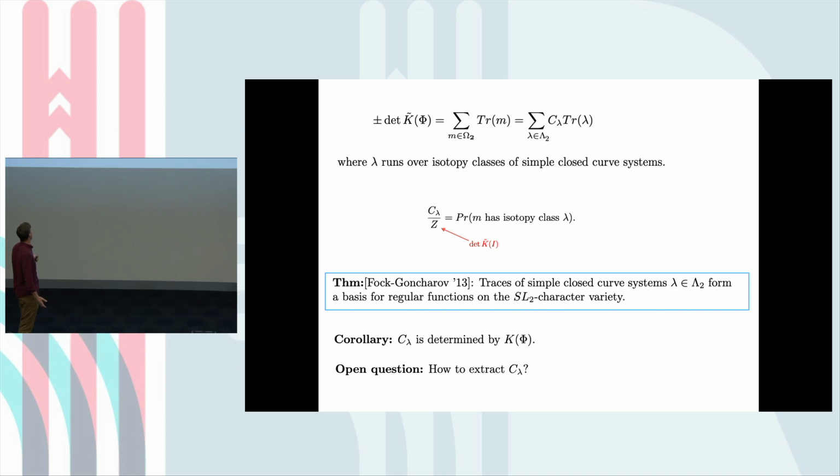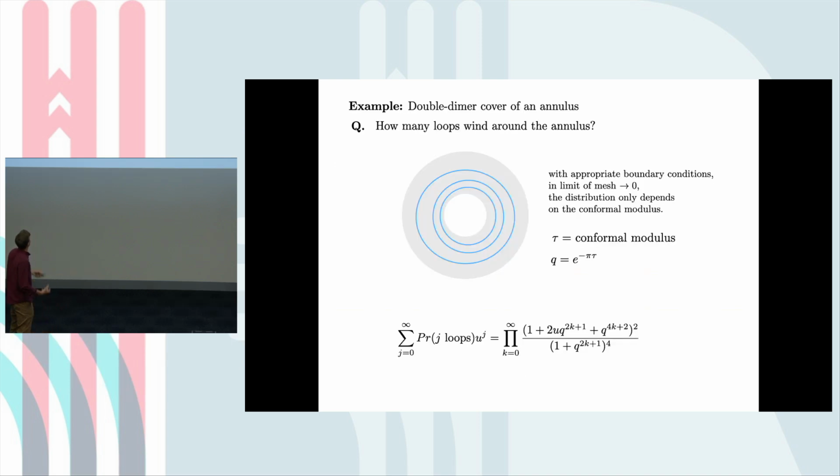Unfortunately, in general, we don't really know how to extract the coefficients from this. I mean, we can compute the left-hand side, and now it's some sort of infinite linear algebra problem to extract the coefficients. I don't know a quick way to do that. However, we can do it on some simple graphs, like this is the case of an annulus. If I have a double dimer cover of an annular region in the plane, you can ask, for example, how many loops wind around the annulus? That's some random number. What's the distribution of that random number?